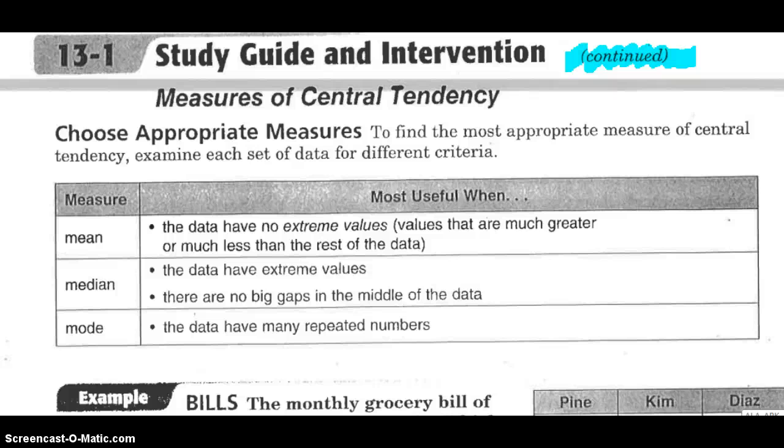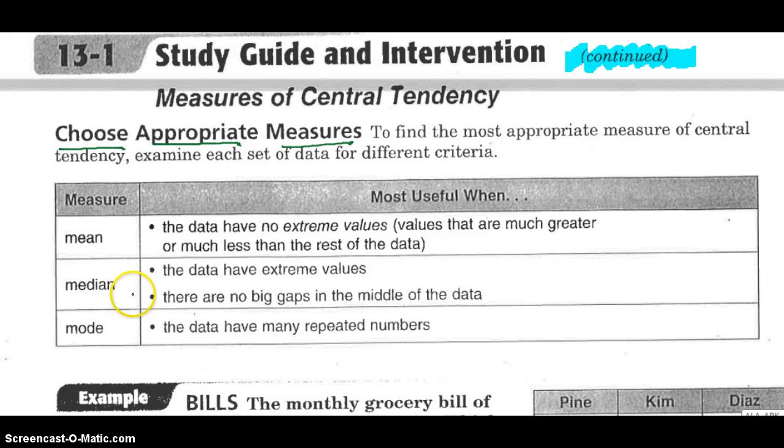So as we saw, we did not always get the same number for the mean, median, and mode. So there are times when you must choose the appropriate measure. And these are the criteria that we will use to decide which is the best measure to use. It's best to use the mean when the data does not have any extreme values. In other words, there's no value that is much greater or much less than the rest of the data. So no extreme values is when you would want to use mean.